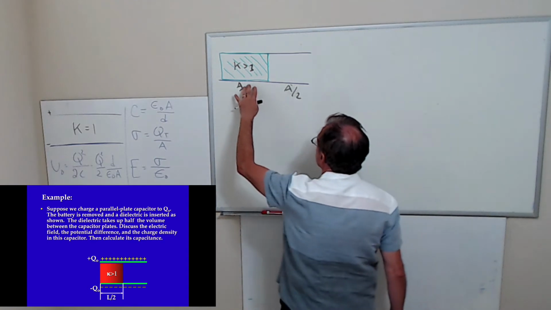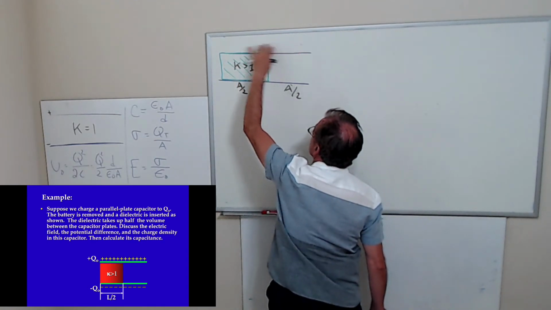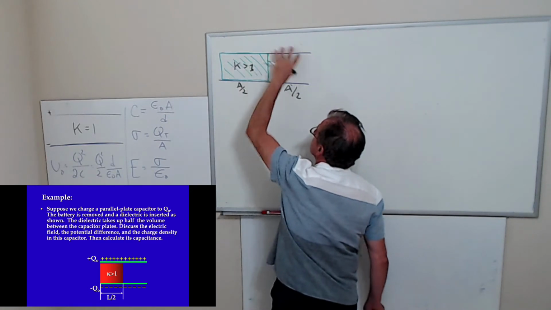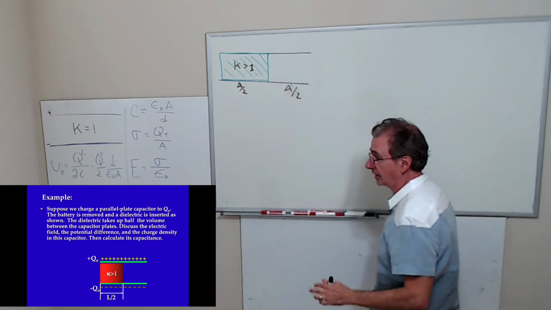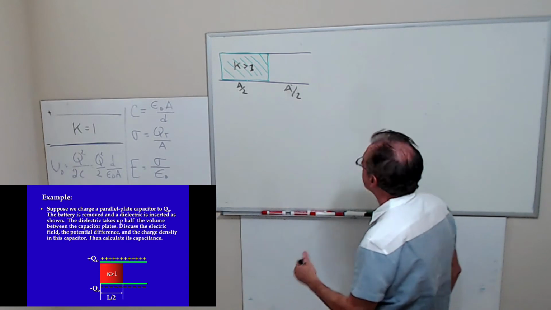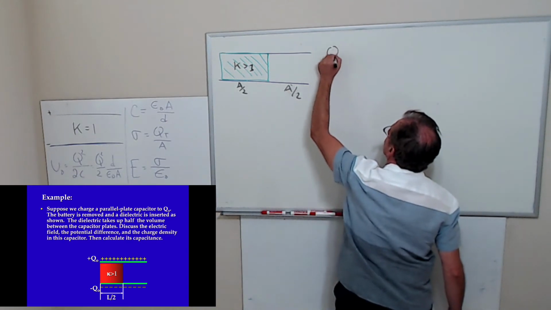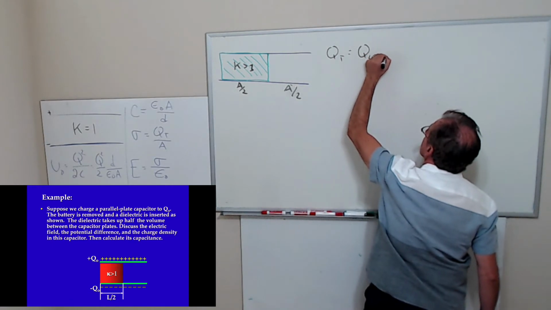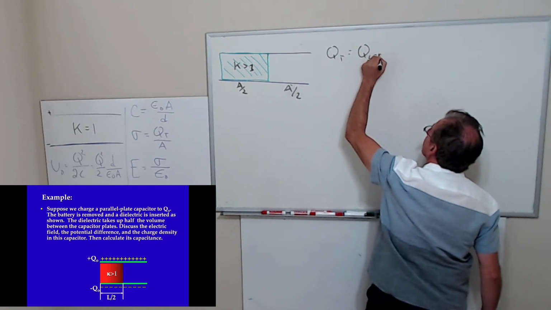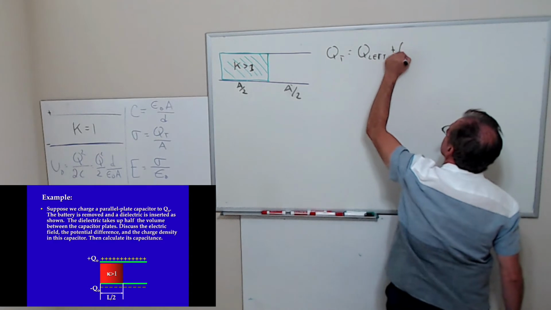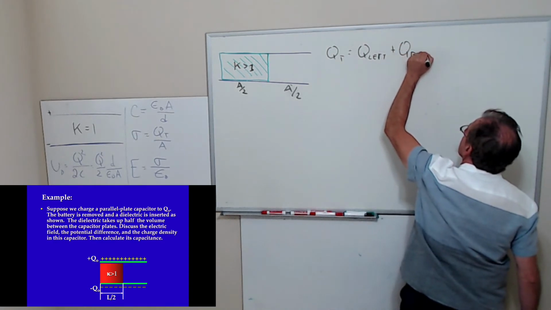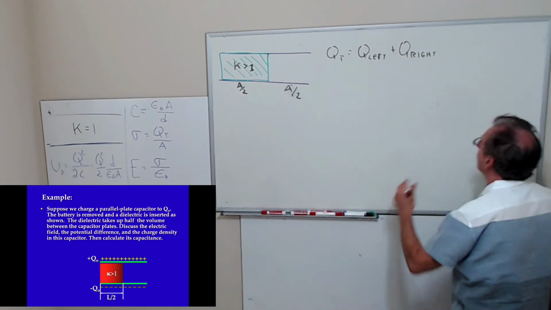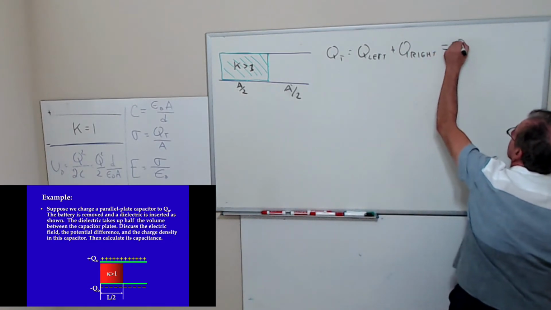What's going to happen is the charge distribution on the plates is going to change. In fact, the total charge on the left-hand side is going to be different than the total charge on the right-hand side. But since the charge can't go anywhere, we can say that Q total is equal to Q left plus Q right. And I'm just going to use L for left and R for right from now on. So I'll write it this way.